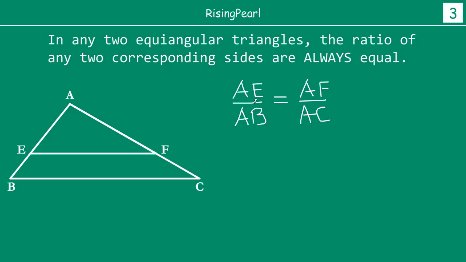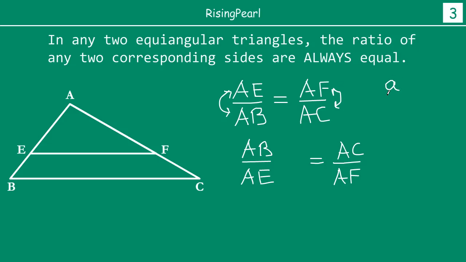Now if these two ratios are equal, then their reciprocals will also be equal. We will just swap the numerator and denominator. So we will have AB divided by AE equal to AC divided by AF. I have simply swapped the numerator and denominator, because remember that if you have A by B equal to C by D, then B by A will be equal to D by C. This is just basic fractions.